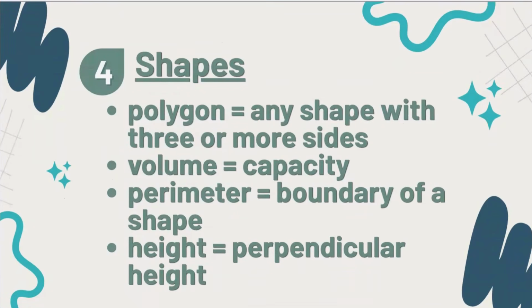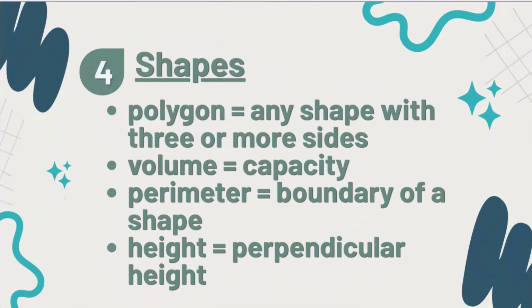Then for shapes, you need to remember that every shape is a polygon given that it has 3 or more sides. So yes, a triangle is also a polygon. A square is also a polygon. Same with a rectangle. Just because it's not a hexagon or an octagon, that doesn't mean it's not a polygon.